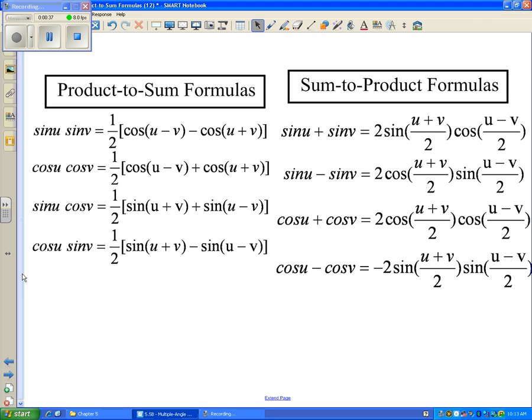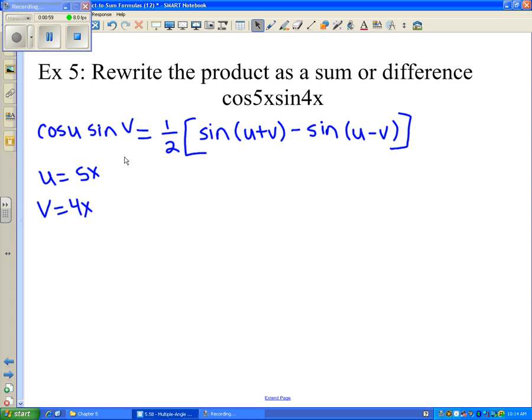From our formula worksheet, I'm going from a product to a sum. It's going to be in this column, and I have cosine and sine, and this is the formula that I need to know. What I like to do when I'm working the example then is to write this down and have that as a reference. And there it is.